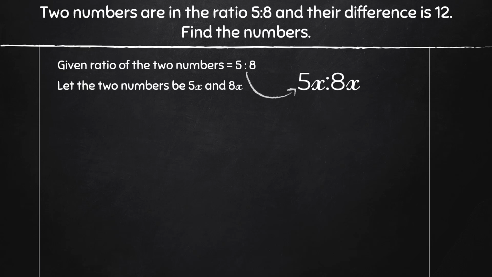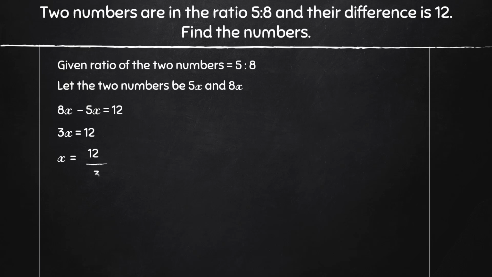Now they're saying the difference is 12, meaning 8x minus 5x is equal to 12. The difference in their ratios is equal to 12. So we need to subtract the ratio and equate it to 12. So what do you get? 3x is equal to 12. x is equal to 12 upon 3. So x is equal to 4. So we have found the variable x, which is equal to 4.